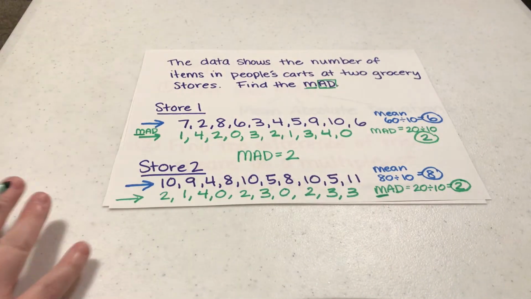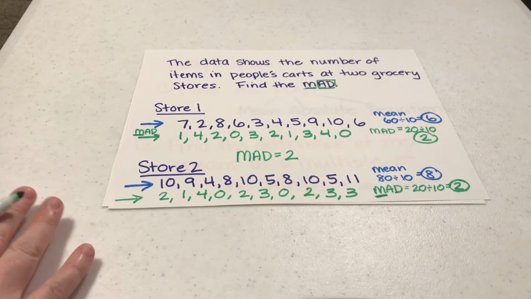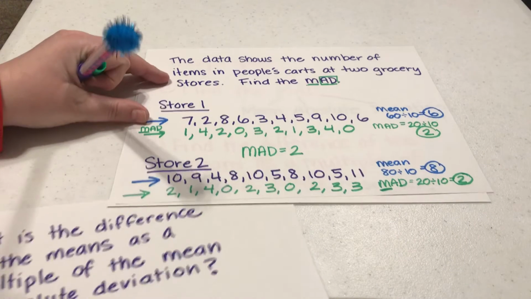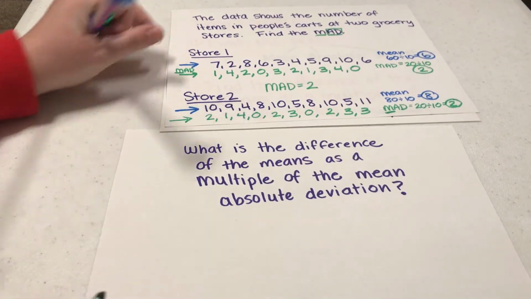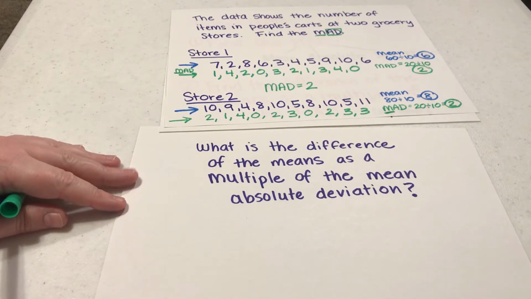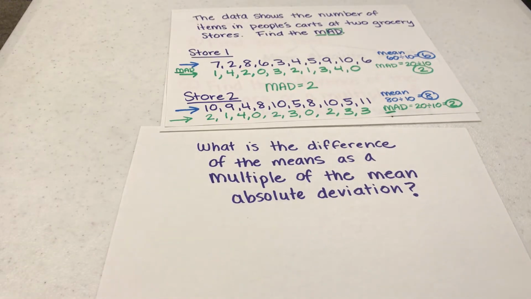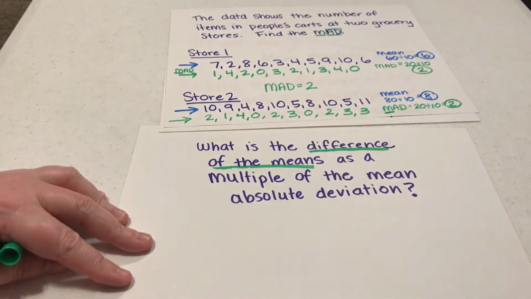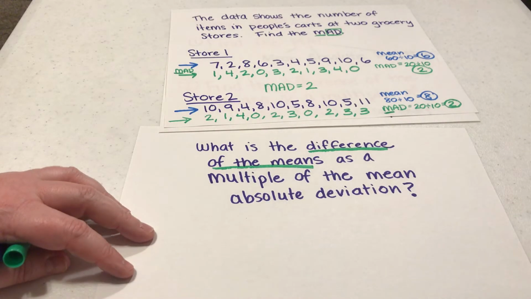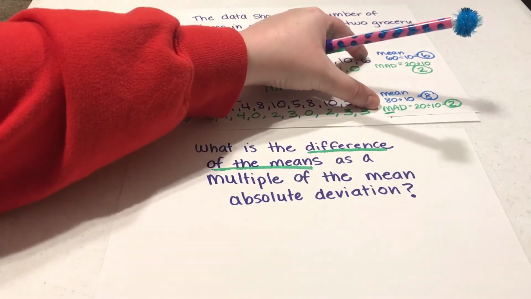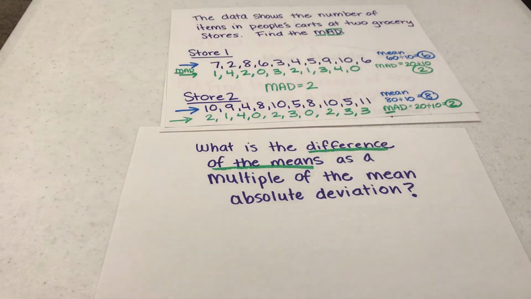Now, you're going to be given this weird question once in a while that says, what is the difference of the means as a multiple of mean absolute deviation? That sounds like a mouthful, doesn't it? But if we break it apart, it's not so bad, okay? They want to know, what is the difference of the means? Well, think about that for a second. How do you find the difference of the means? Yeah, difference means to subtract. And so we're going to find the difference between the two means that we calculated over here.